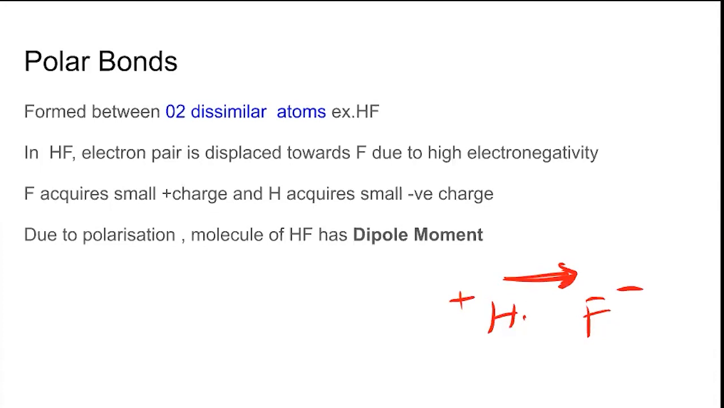In physics we have learned from negative to positive. So there was a controversy between the two. Chemistry says positive to negative.